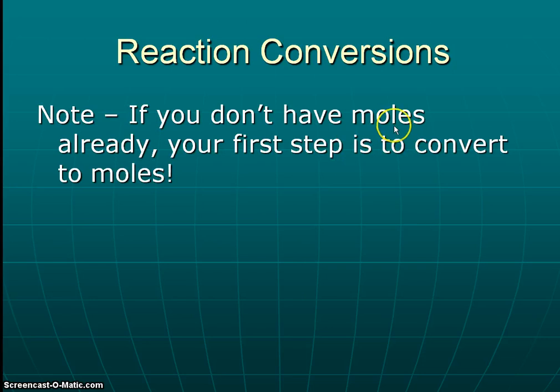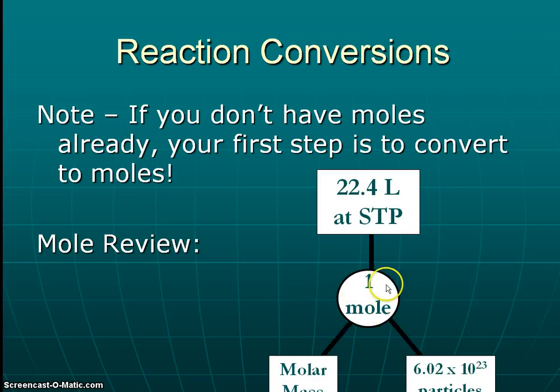If you don't have moles, the first thing is you need to get it into moles. So let's say that I give you grams, you can't use that mole-to-mole ratio until you're in moles. So the first step would be to get it into moles. So just to review, there's 3 things we can turn the mole into. We can turn it into liters, particles, and molar mass.